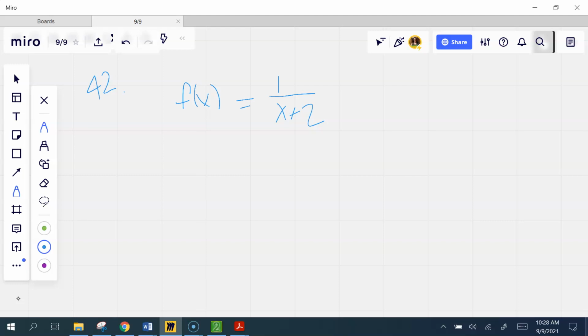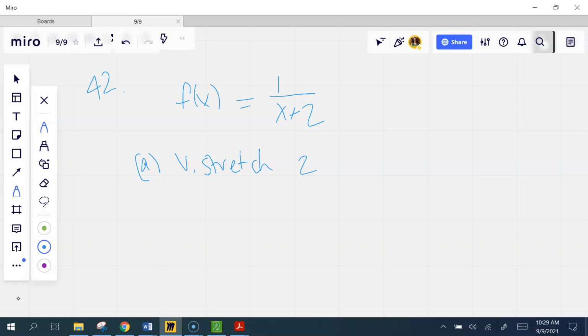Transform the given function by a vertical stretch factor of 2 and then a horizontal factor of 1/3. All right, so let's do first vertical stretch of 2. So what does that mean?